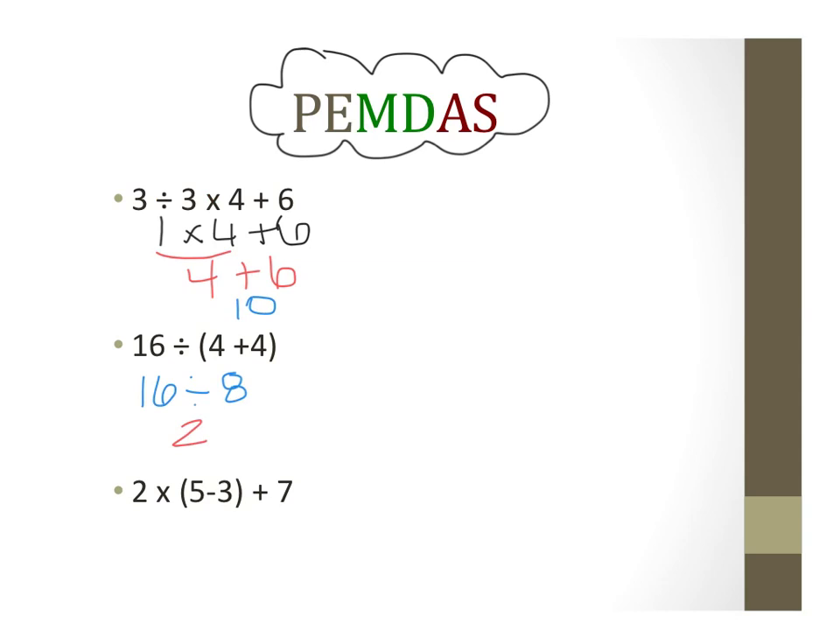Okay, last one on this page. Parentheses. Yes, we have parentheses. 5 minus 3 is 2. So I'm going to write the value, and I'm going to fill in everything that came before and after it.